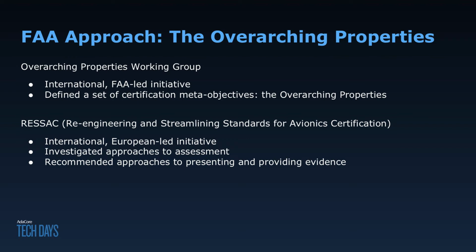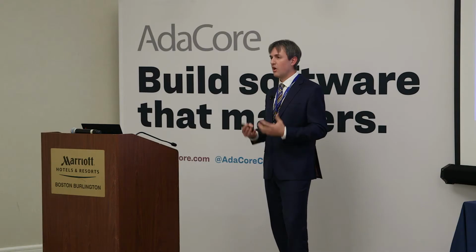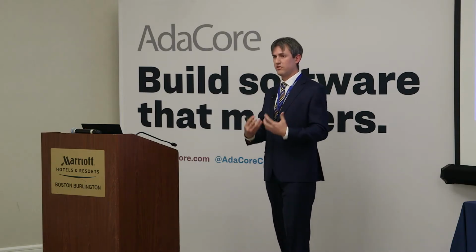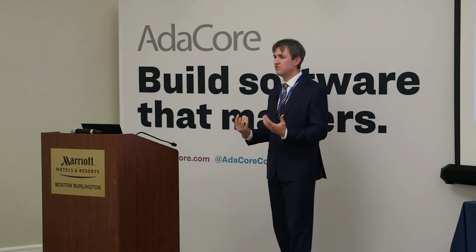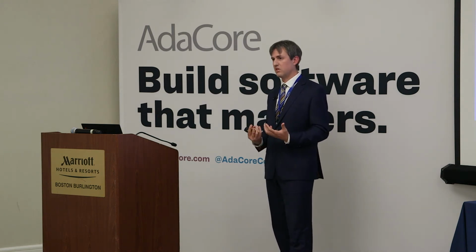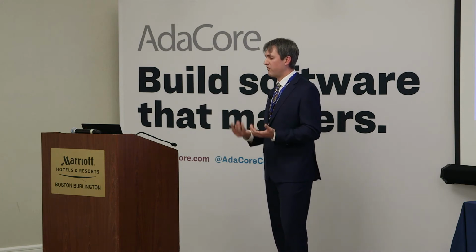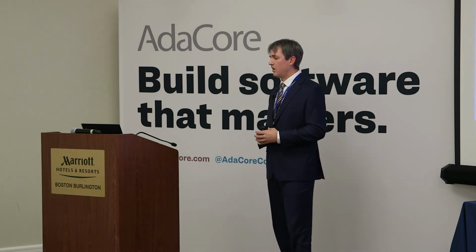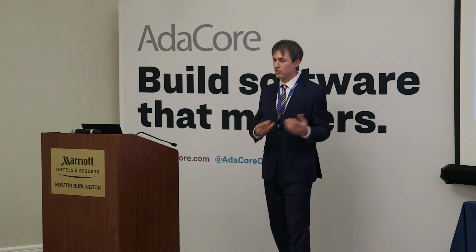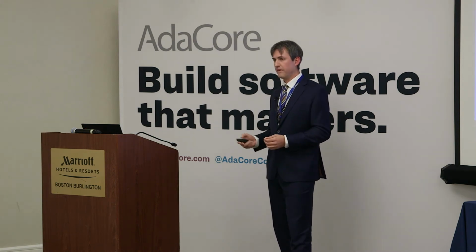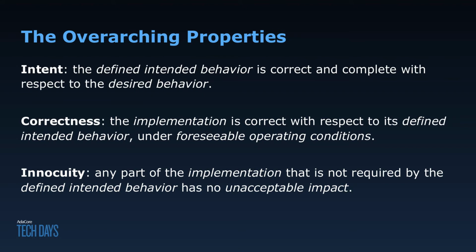So with that in mind, the FAA convened a working group, and this working group surveyed a broad set of standards and asked itself, are there commonalities amongst these standards that we could see as meta objectives? Are all of these standards essentially trying to solve the same problem by looking for the same kinds of things in the systems that are seeking certification approval? And in finding these, the FAA named them the Overarching Properties. And so this working group is called the Overarching Properties Working Group. They identified 3 properties, which they named intent, correctness, and innocuity.